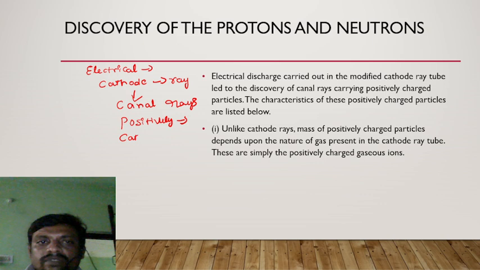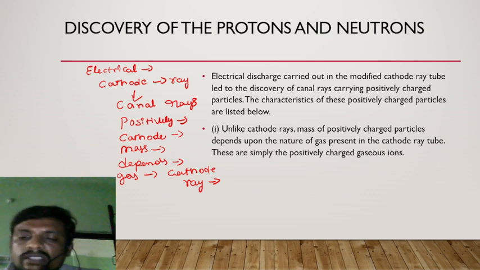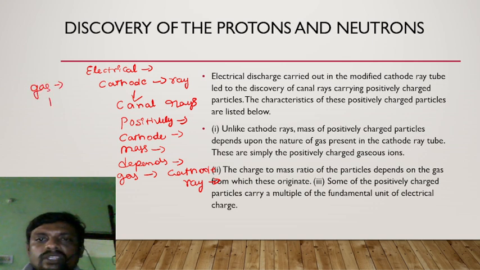Unlike cathode rays, the mass of positively charged particles generally depends on the nature of the gas that is present in the cathode ray tube. Why? Because the cathode ray tube generally contains a specific gas. These are simple positively charged gaseous ions. The charge to mass ratio of these particles depends on the gas from which they originate.